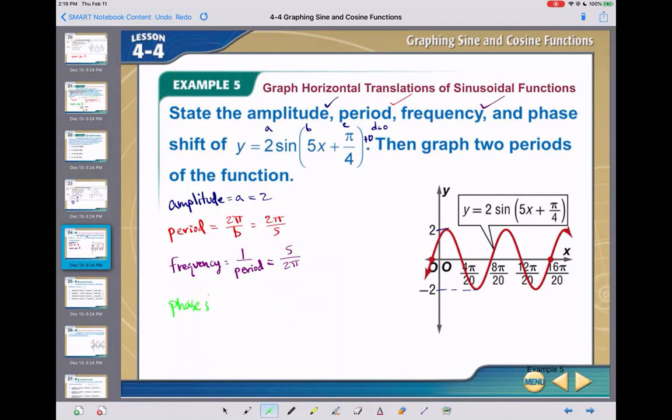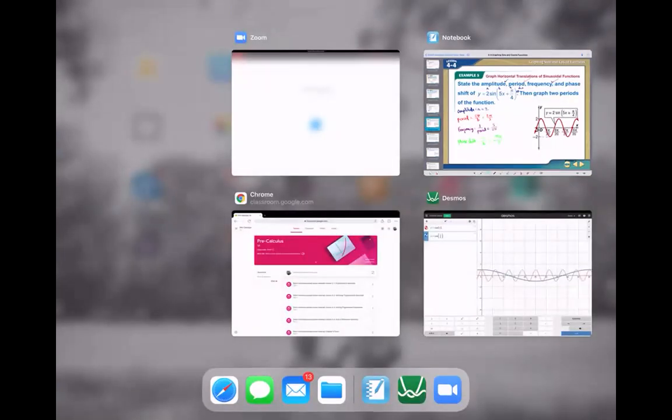The phase shift is negative C divided by B, which in this particular case would be negative pi over 4 divided by 5. So I'm going to type this in the calculator in Desmos. I'm not going to use the pi symbol.